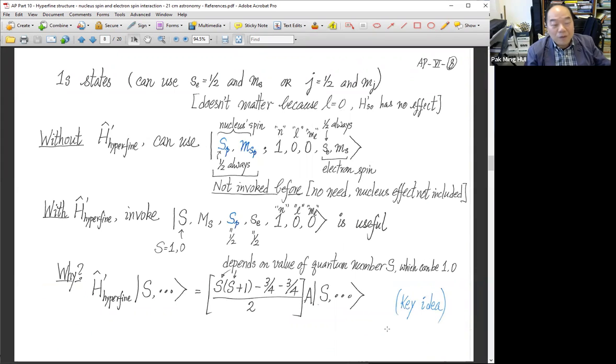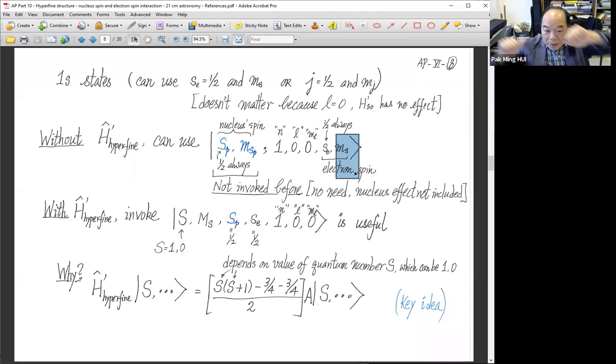So without the hyperfine splitting, we can use the description of not adding them up, okay? So electron is half, proton is half, and we have this being plus minus half, this being plus minus half. These are the four states I referred to. That is the description when the two things don't couple.